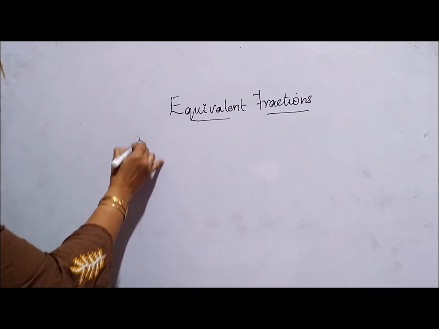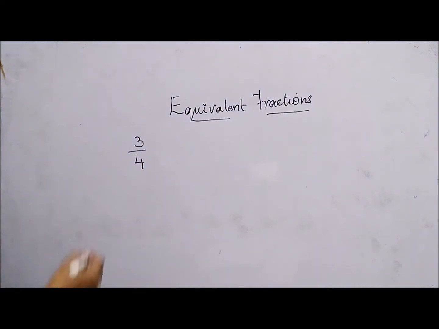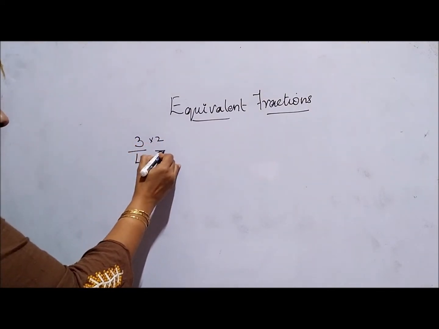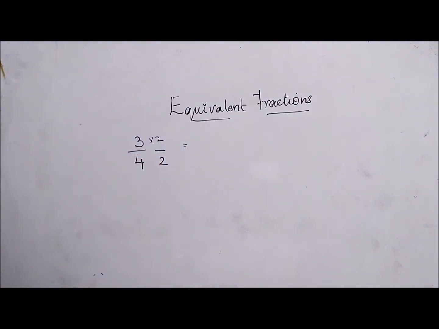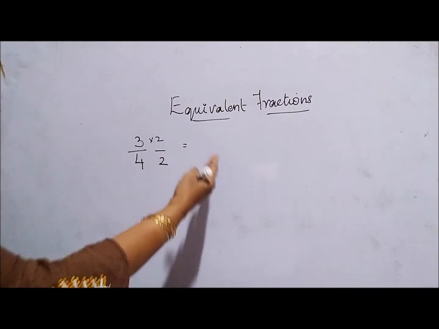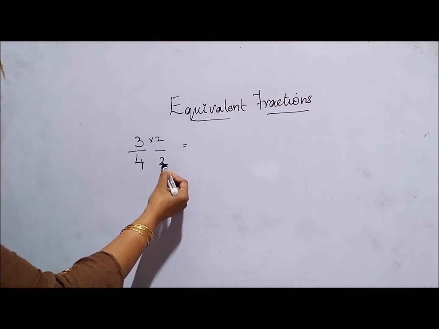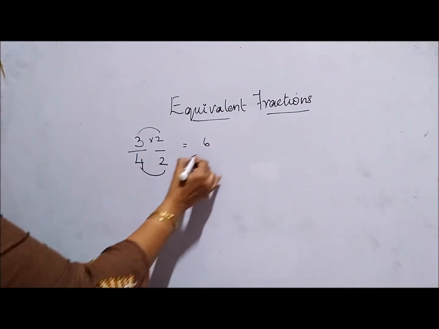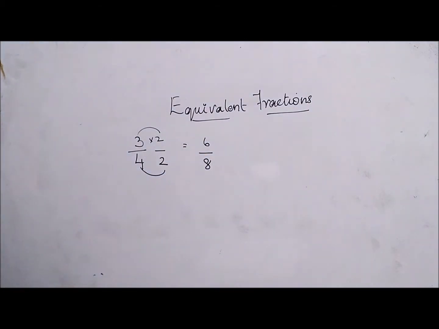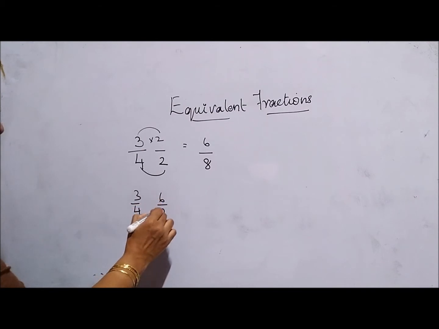3 by 4. If I multiply and divide by the same number, it should not be a different number, it should be the same number. Because 2 divided by 2 is 1. Multiplying any number with 1 gives you the same value. So, if I multiply this, 3 2s are 6, 4 2s are 8. So, 3 by 4 and 6 by 8 are equivalent.